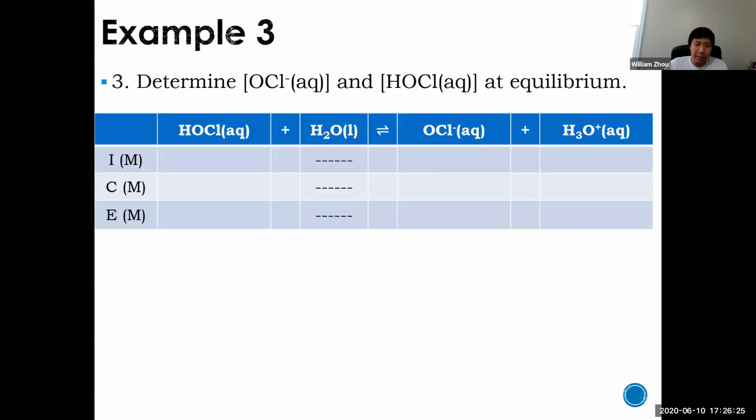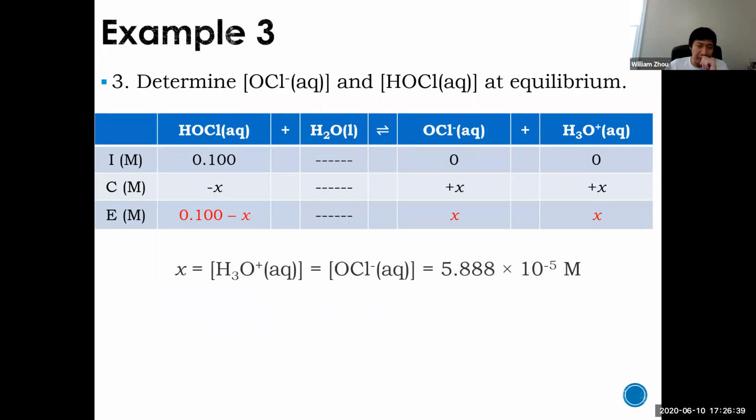Knowing this, you can fill out a nice table. The initial is 0.1, given to you in the question, 0 for the products. Change is X, and at equilibrium, you just add them up. But we know what X is. We know that X is equal to hydronium, which is equal to OCl minus, and we calculated that to be 5.888 times 10 to the negative 5. So you can then use X to calculate the concentration at equilibrium of the acid, which is 0.1 minus 5.888 times 10 to the negative 5.